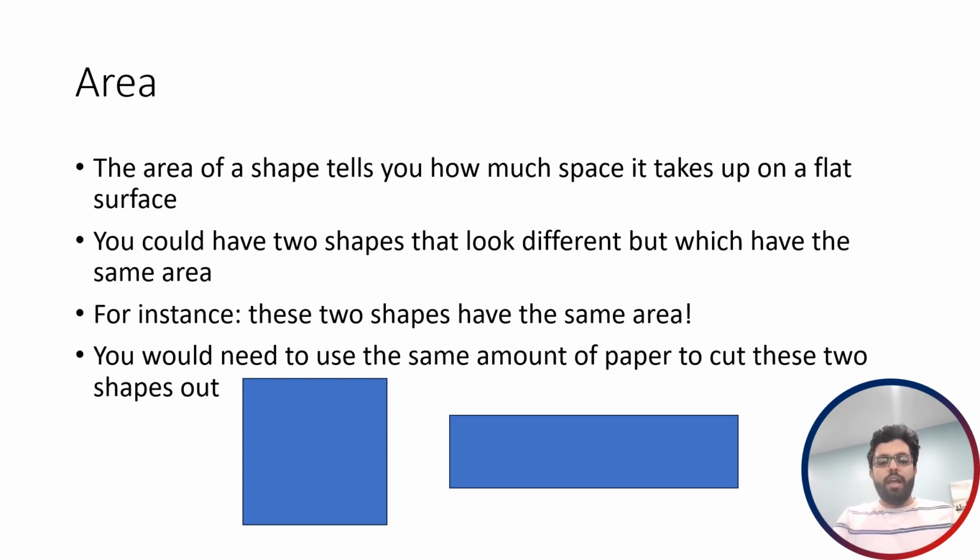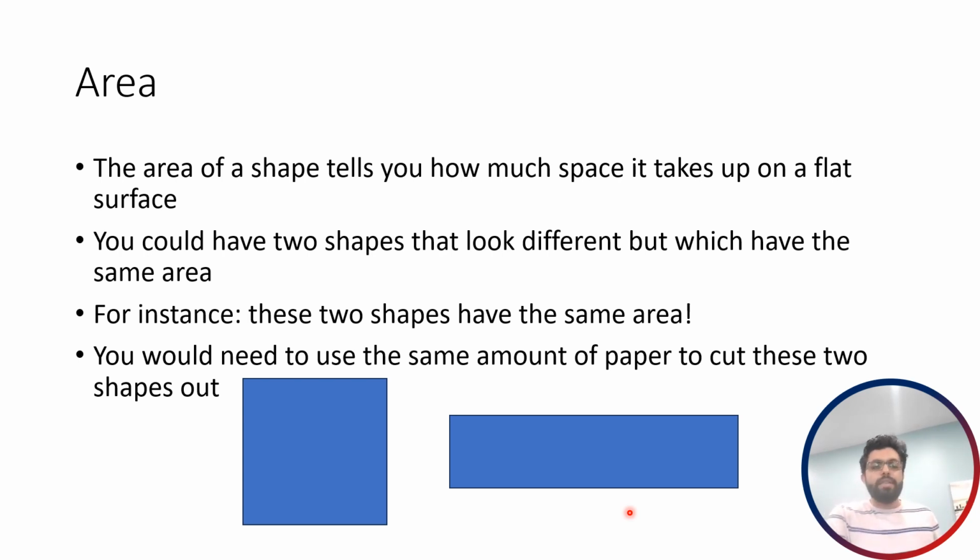So for instance, I've got this square and this rectangle on the screen, and obviously they look like different shapes. The rectangle is not as tall, but it's also a lot wider. What you'll find is if you were to count up how many pixels on the screen are blue to make this square, and how many pixels on the screen are blue to make this rectangle, it'll be exactly the same. They take up the same amount of space on the screen.